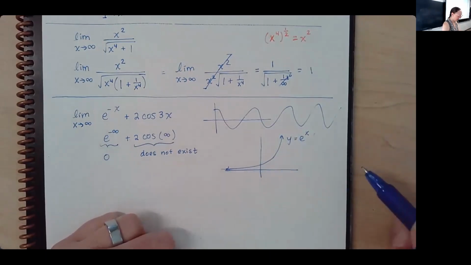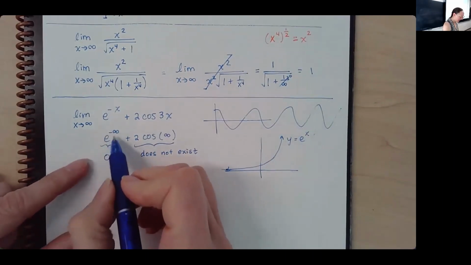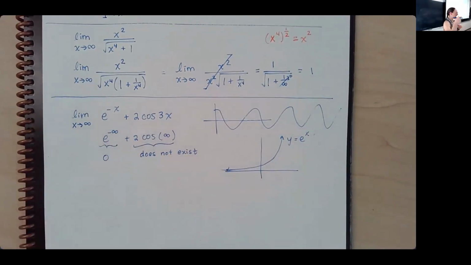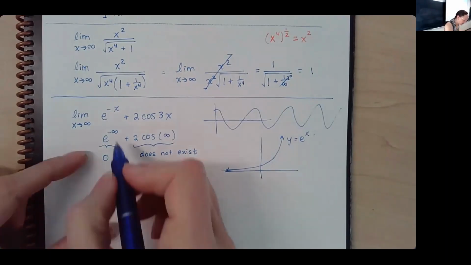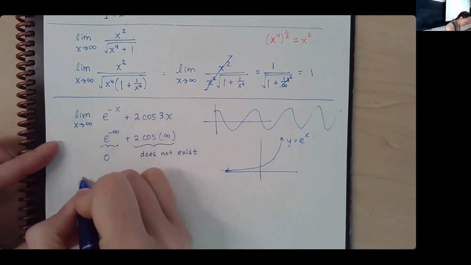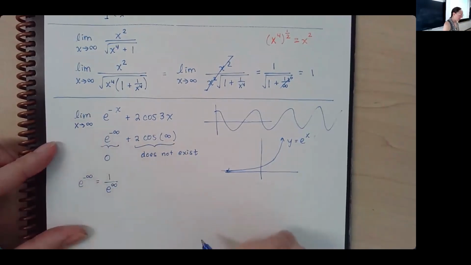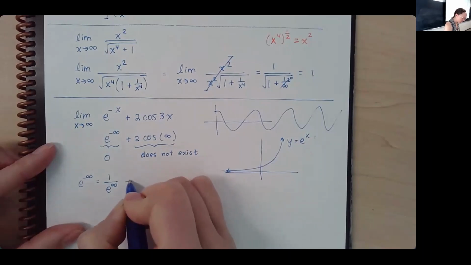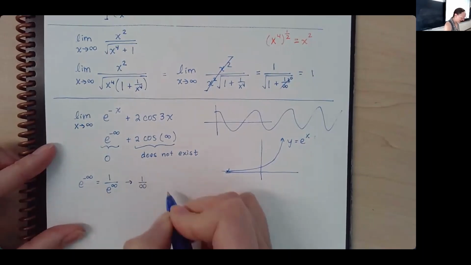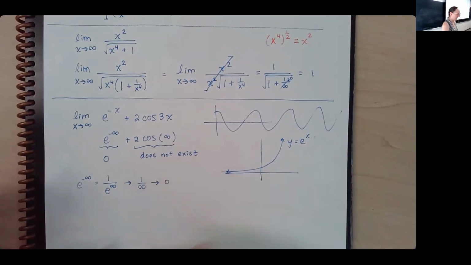The other way to think about it is e to the negative infinity, that negative in the exponent, I could think about being 1 over, right? So e to the negative infinity is the same as 1 over e to the positive infinity, which puts us into the 1 over infinity category, which means we're getting to be 0.